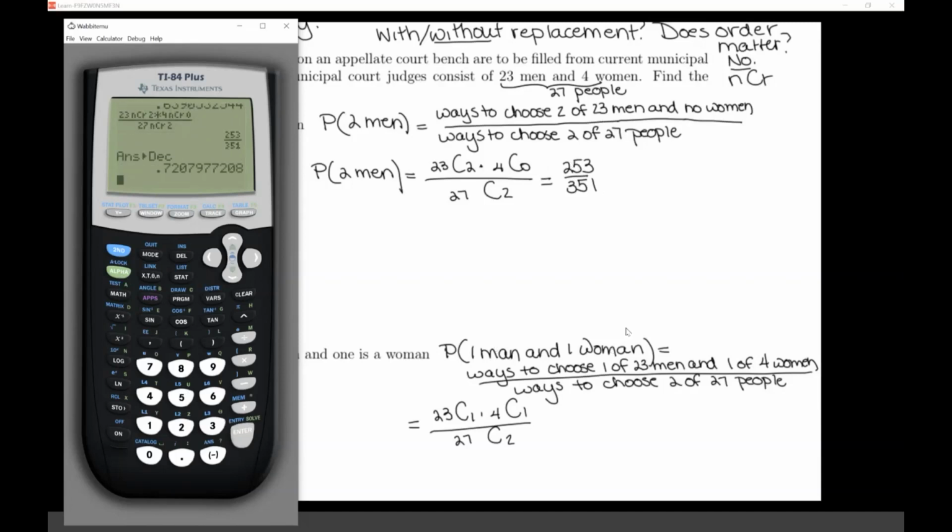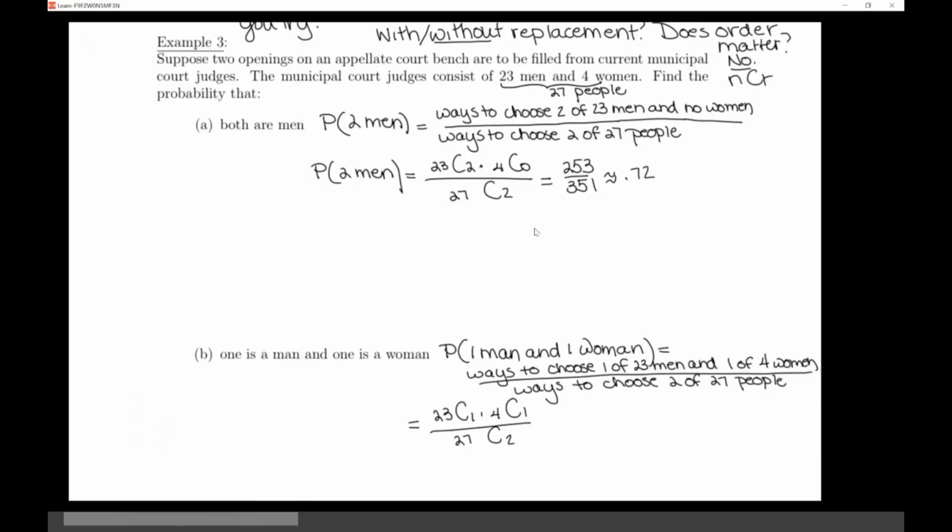Okay, so this is about 0.72. That's a very high probability, and it makes sense because the group we're pulling from is almost all men. So it's reasonable that we get a high probability.